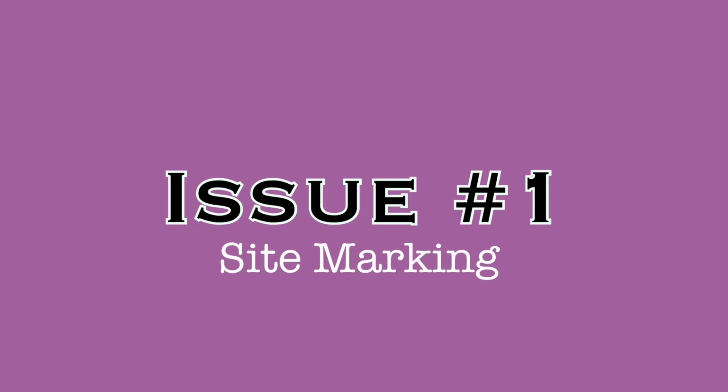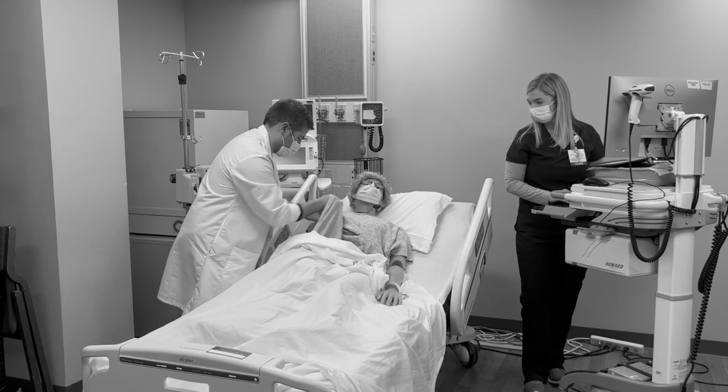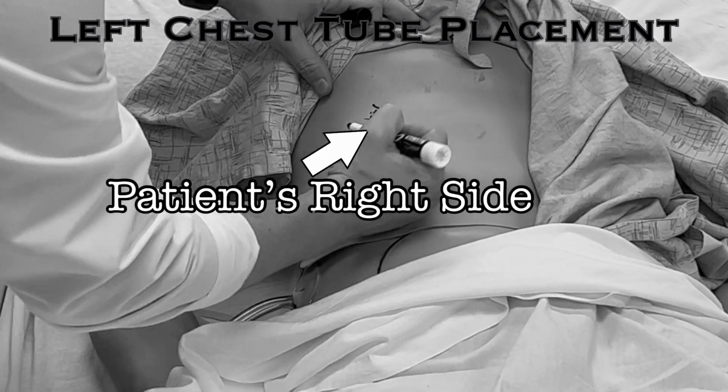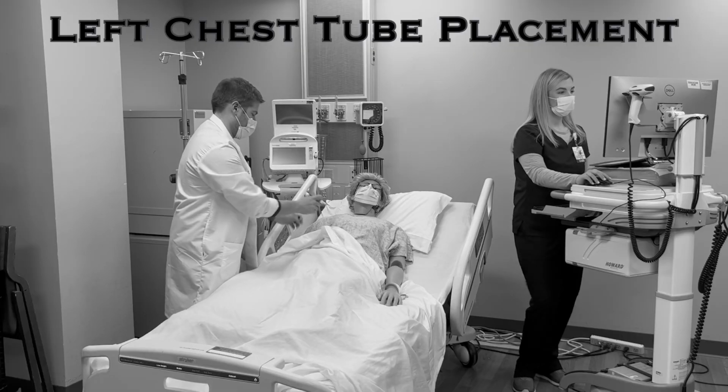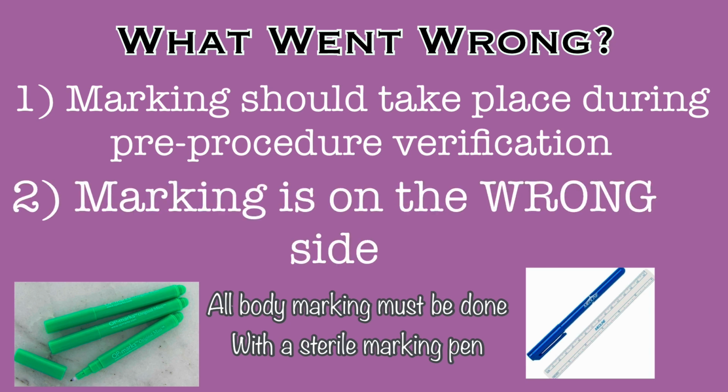The first issue we saw with this timeout came when the flow sheet prompted to identify the correct site was marked. The nurse and doctor verbalized that this was a left chest tube placement, but then the doctor proceeded to mark the patient's right chest. There are really two issues here. The site should have been marked prior to starting the timeout. Then, they would have been verifying that the correct site was marked, and not actively marking it right now. The second issue is that the wrong site is being marked.